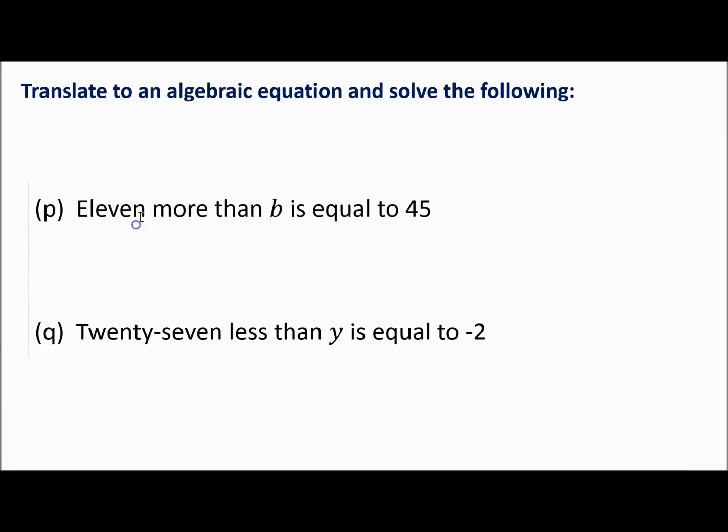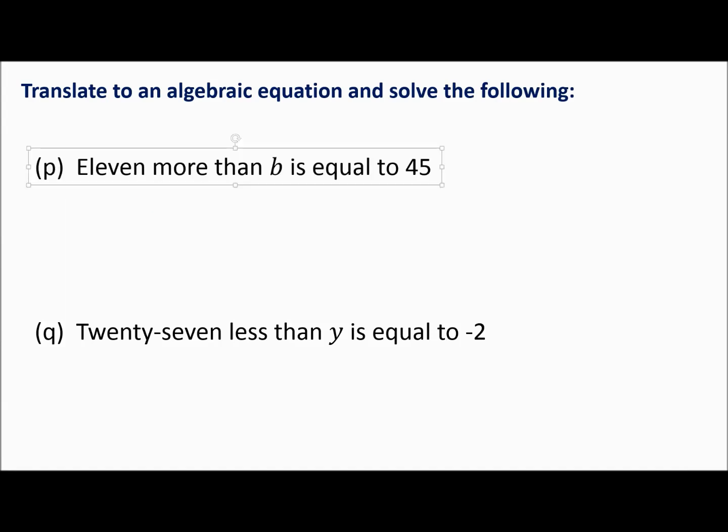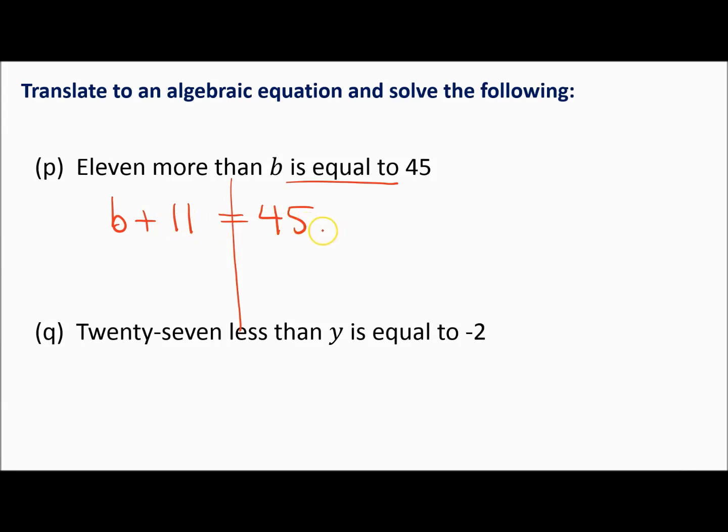So this would be b, goodness gracious, let me try this again. Sorry for that. This would be b plus 11 is equal to, notice it says it right there, 45. There we go, right in front of us, 11 more than b, which means b plus 11 equals 45. Now, how do we solve this equation? First of all, make sure each side is completely simplified. Done, right? I'm trying to get the b all by itself, so I got to get rid of plus 11. To do that, I'm going to minus 11. So my scale falls on the right, and I'm going to minus 11 over here.